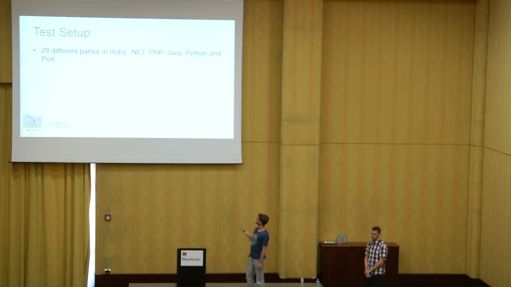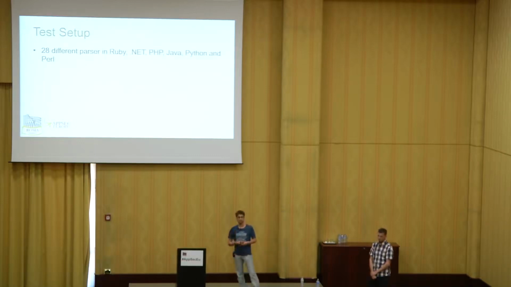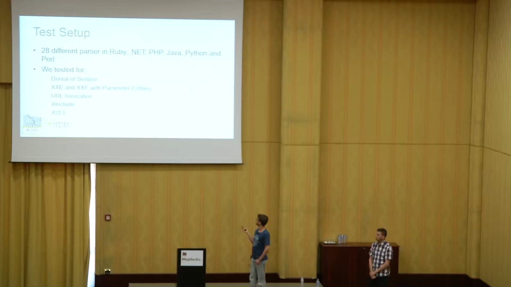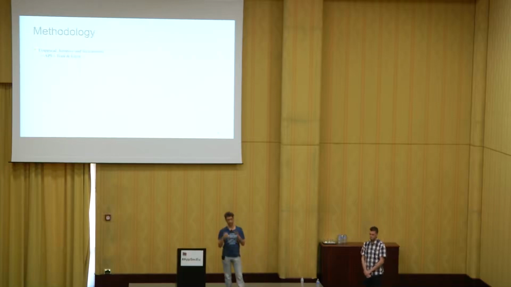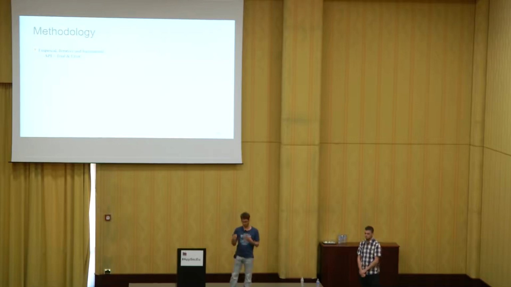So first, the test setup. We tested 28 different parsers in Ruby, .NET, Python, Perl, Java, and what did I forget? PHP. And we tested for all these attacks, which we already discussed. And the methodology was that you first start with one parser and then evaluate which attacks and features are working in which way. So this is the empirical factor of this test methodology.